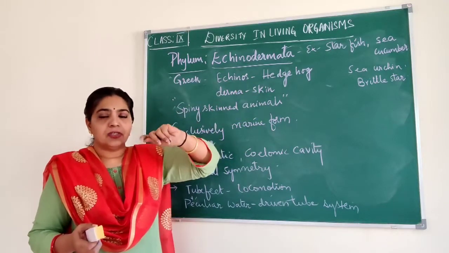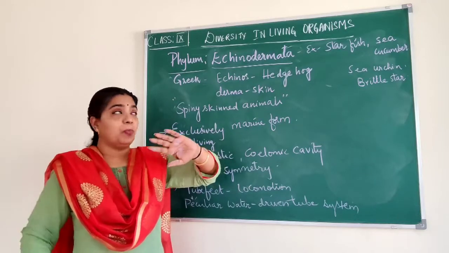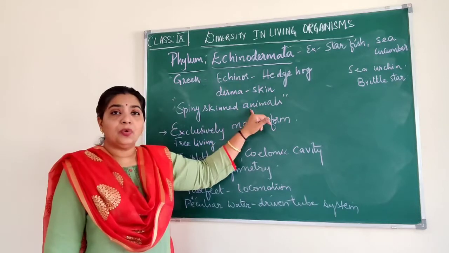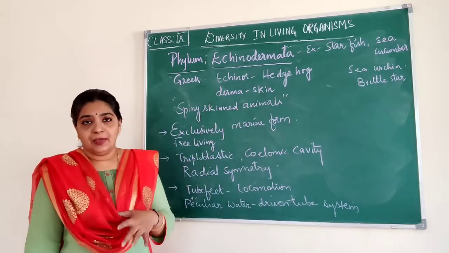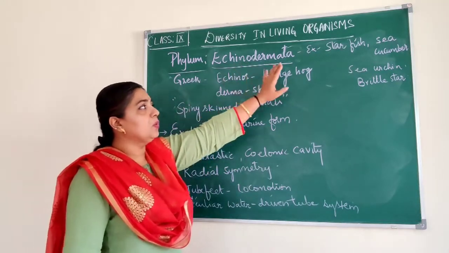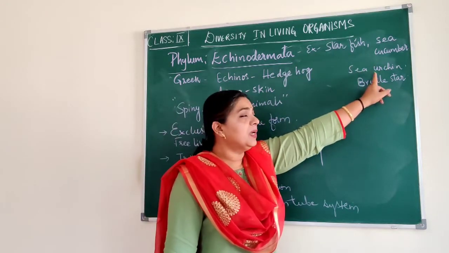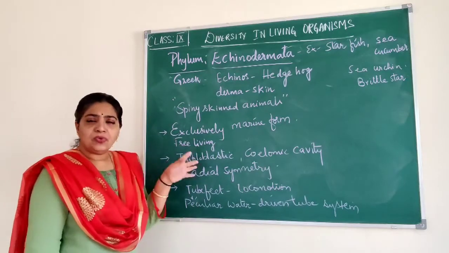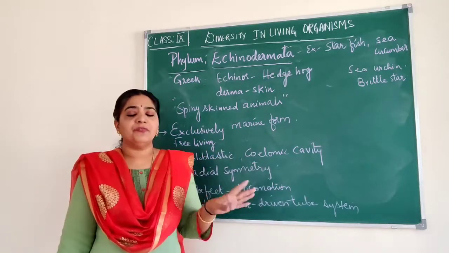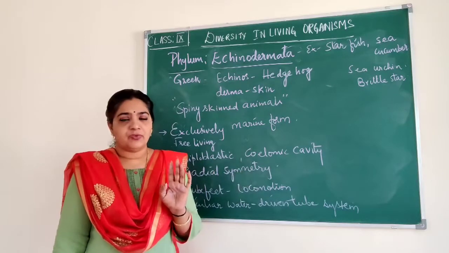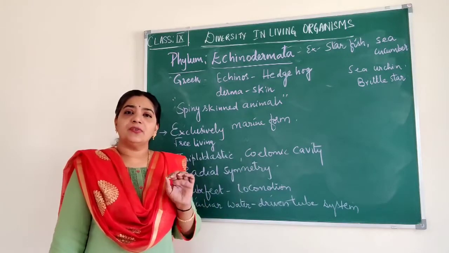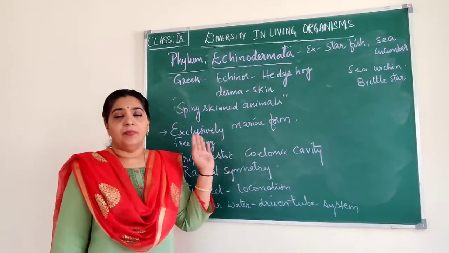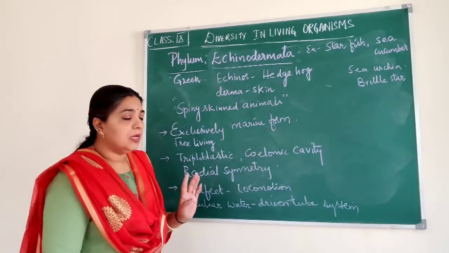The skin externally has those spines. So they are called echinoderma because they have spines on them. Spiny skin animals. Examples include starfish, sea cucumber, sea urchin and brittle star. They are exclusively marine forms. You don't find freshwater organisms, and they are not present on land. They are present only in the sea or the ocean.